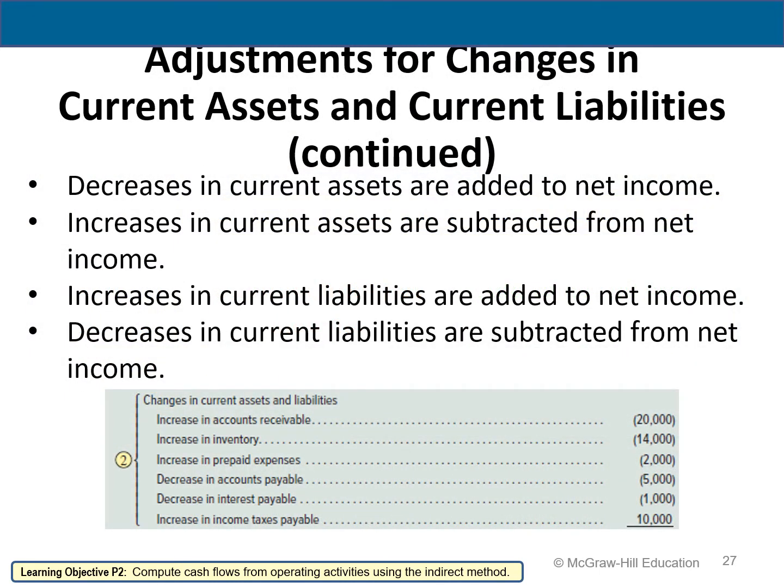All right, so this is just another way to explain that same thing. So decreases in current assets are added to net income. Increases in current assets are subtracted. Increases in current liabilities are added. And decreases in current liabilities are subtracted. So that was the explanation that I went through for all of these on the previous slide. Okay.